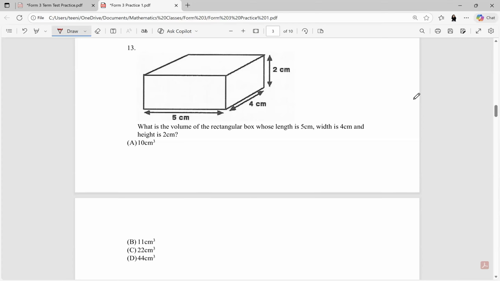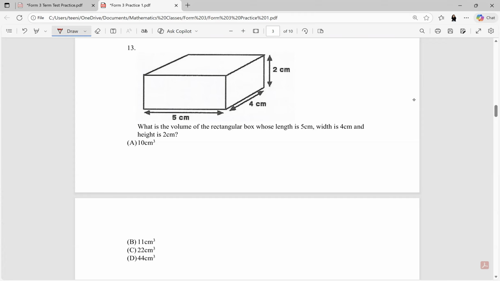I get 40. Which one? I get 40 and I get none of them. I do 5 by 4 by 2. Maybe they made a mistake with these solutions. So 5 times 4 is 20, and 20 times 2, yes, it is 40.